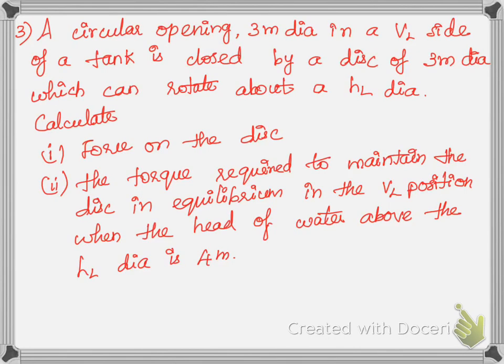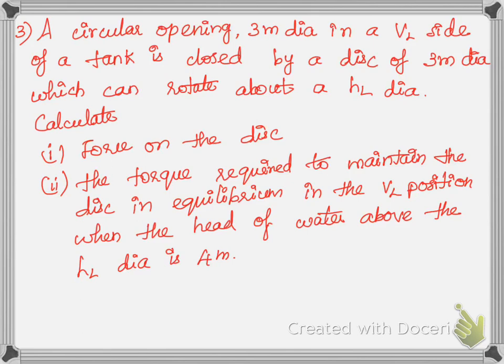The next problem is that a circular opening of 3 meter diameter in the vertical side of a tank is closed by a disc of 3 meter diameter which can rotate about a horizontal diameter. Find the force on the disc as well as the torque required to maintain the disc in equilibrium in the vertical position. The torque is nothing but the force that tends to cause the rotation. In simple terms we can say that moment. Moment is nothing but force into perpendicular distance. So we have to find the torque as well as the total pressure force.